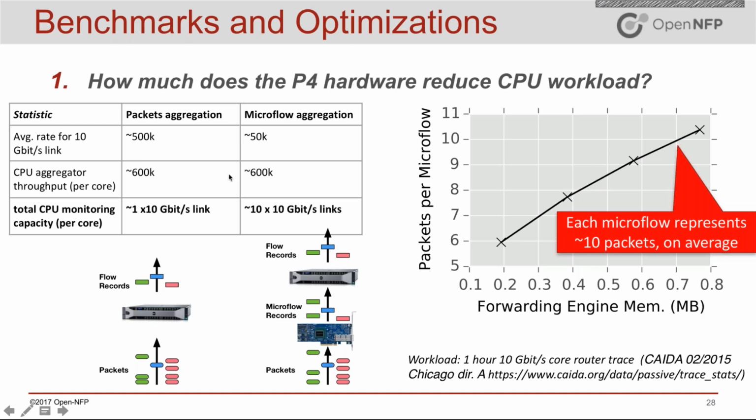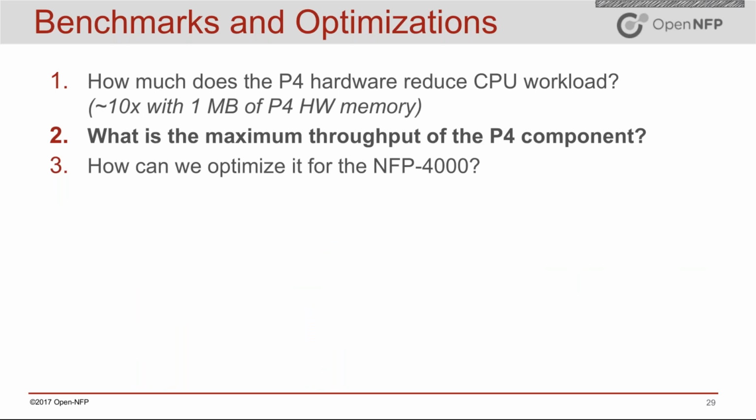So if we use microflows instead, we do basically the same amount of work per microflow as we did per packet, but we have 10 times fewer microflows, right? The rate of arrival is 1/10. And so basically it scales linearly. We can increase the capacity of our monitoring server to be able to handle about 100 gigabits of aggregate link per core. So the P4 hardware has a very big impact on the CPU in terms of how much it reduces its workload. The other important question is, what's actually the maximum throughput of the P4 component?